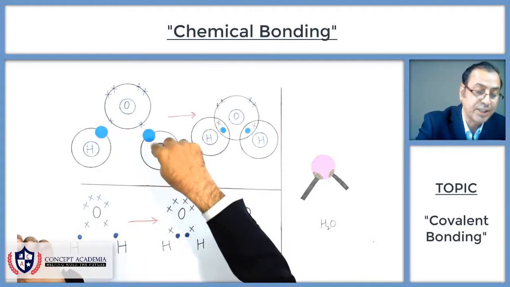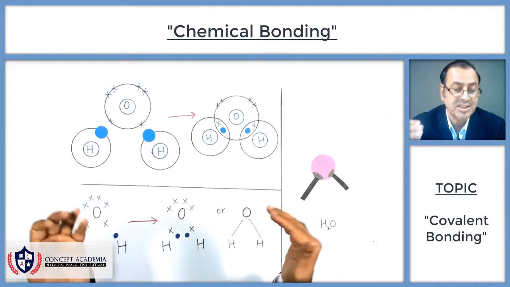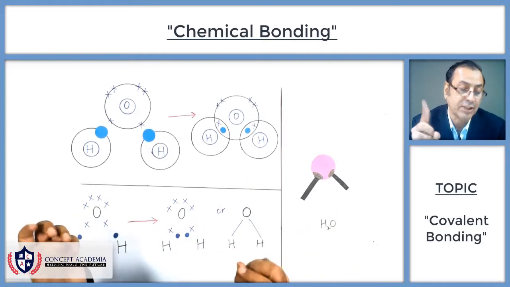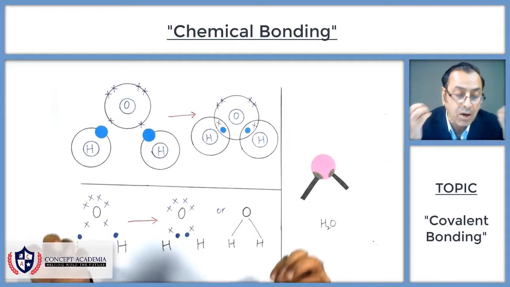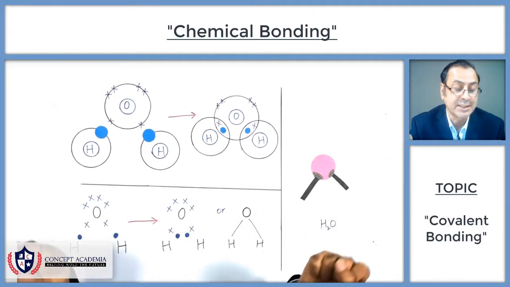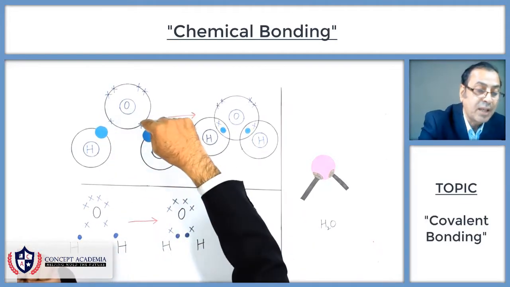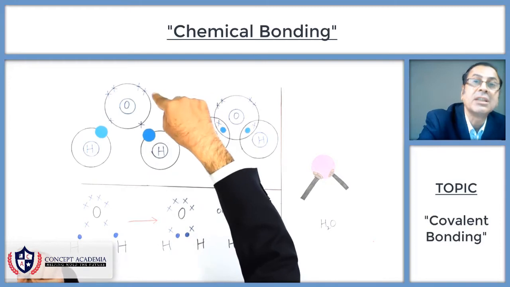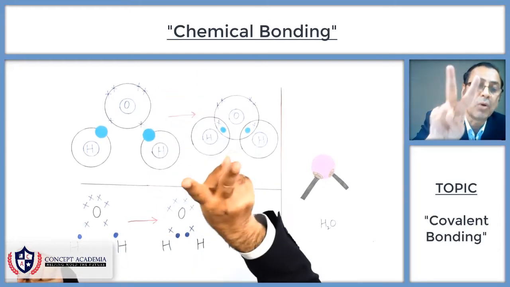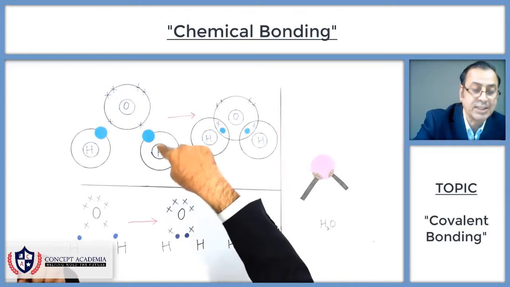Each hydrogen has 1 electron. Each hydrogen just needs 1 more electron to complete its duplet and get a stable electronic configuration. So oxygen has 6 electrons and needs 2 more electrons, so oxygen will make 2 bonds. Each hydrogen has 1 electron.